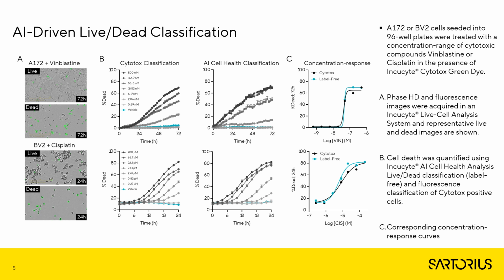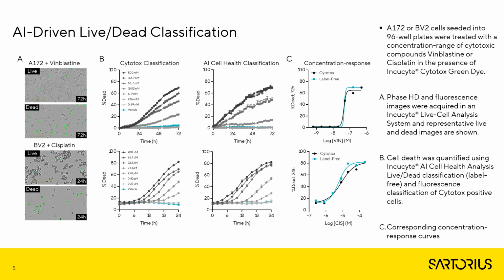In this first figure, we're looking at how we have validated our AI-driven live-dead classification. Here, A172 or BV2 cells were treated with a concentration range of cytotoxic compounds, and we did this in the presence of InKSight Cytotox Green, which is a marker of cell death. Cell death was then quantified using both fluorescence classification of the Cytotox positive cells, as well as label-free AI cell health classification. We've got some example images in A here, so we can look at the phase and fluorescence rendered images for live and dead cells for each cell type.